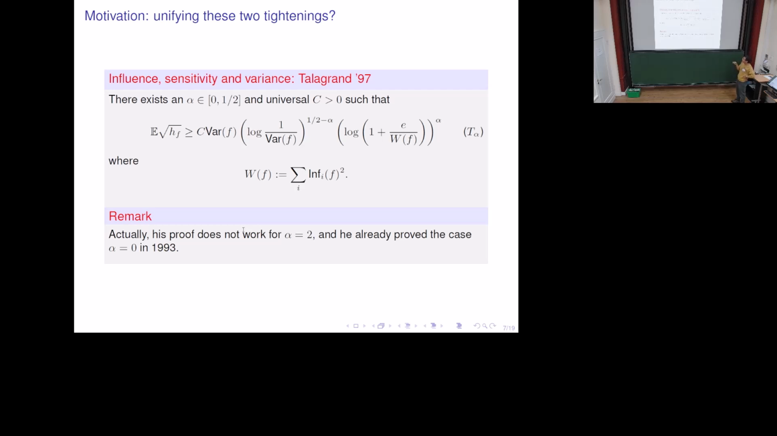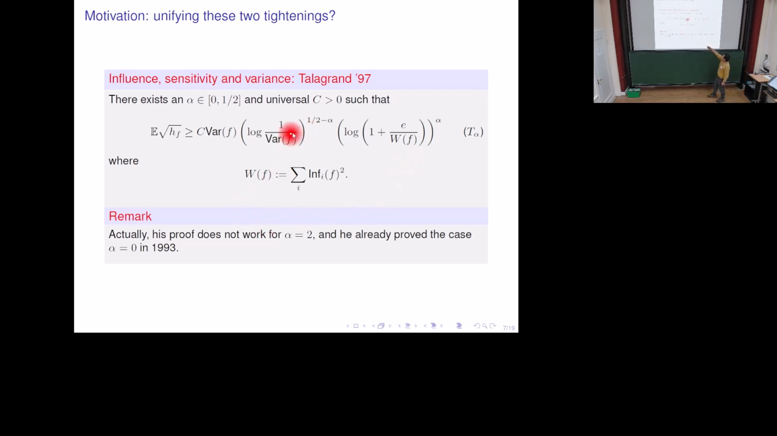Actually, his proof does not work for the extreme point alpha being 1/2. Okay, so this is 1/2. The typo here, this should be 1/2. And he actually already proved the other endpoint case, alpha being 0, in the paper in 1993. So the conjecture is that maybe this inequality is true for alpha being 1/2.